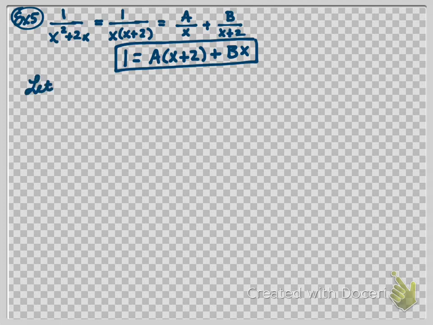All right, and it doesn't really matter which one you do first, and there's no right or wrong answer, but let's just go ahead and let x be 0. If you do the factors in order, you would do -2 first. It doesn't really matter. All right, but if I let x be 0, tell me what my equation is left with. 1 equals 2a, and the b's gone, right? So a is what? A is 1/2.